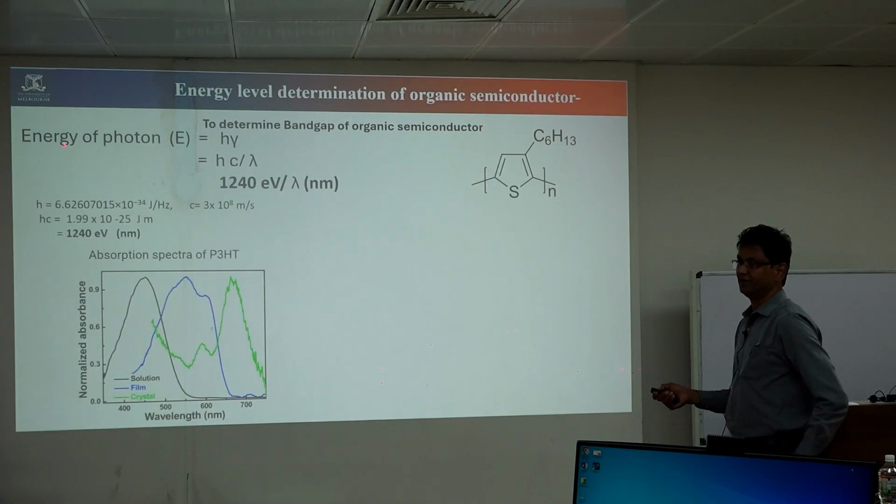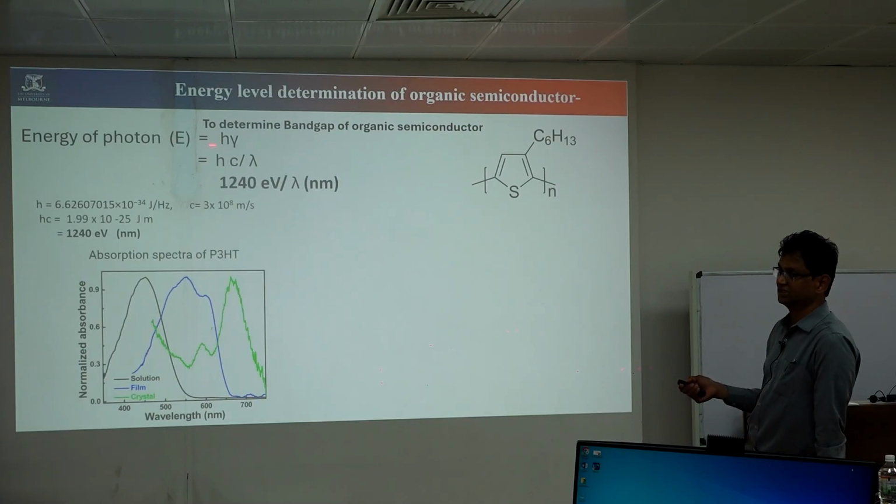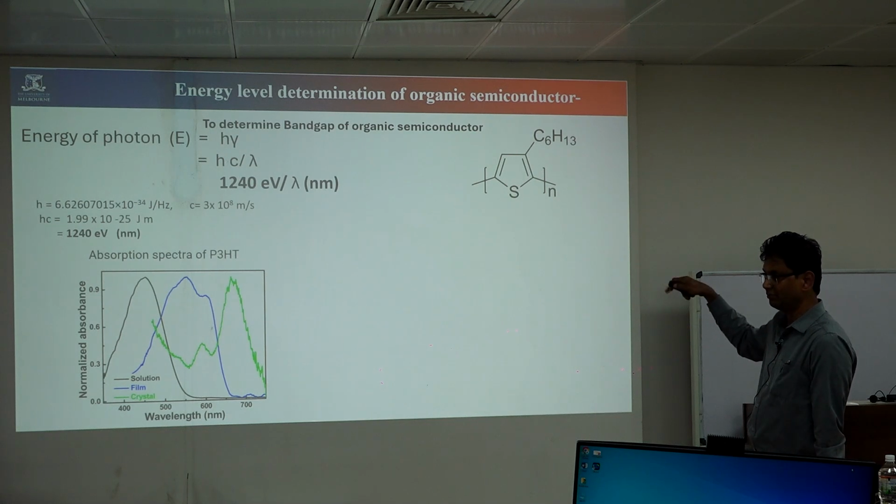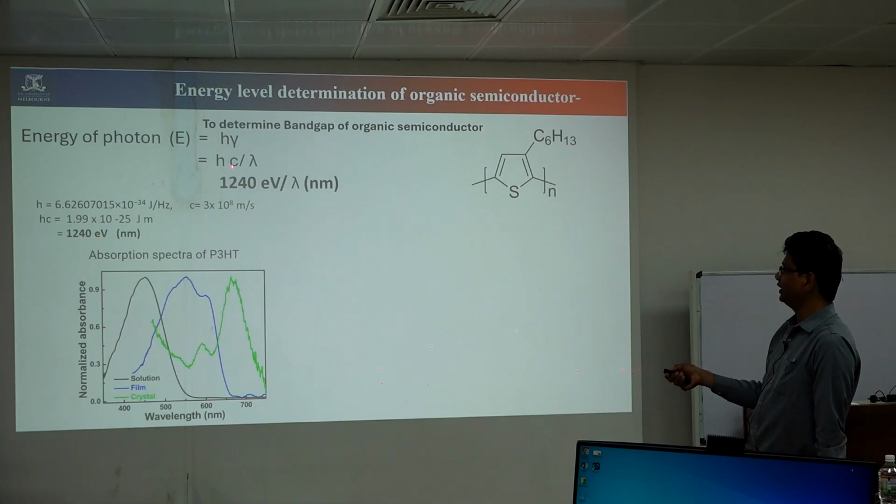We know the famous formula E equals h nu. You know this energy formula. We also know the speed of light, c equals lambda nu, so nu equals c by lambda. That is well known. So we can write this equation in this form. If you simplify, h constant is 6 × 10⁻³⁴ and c is 3 × 10⁸, and we get hc as 1.99 × 10⁻²⁵ joule meter.